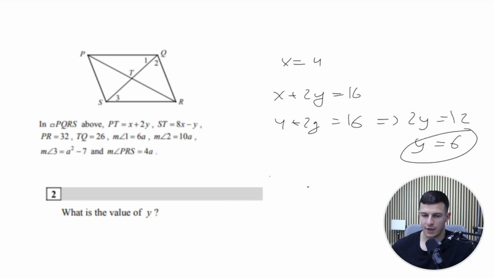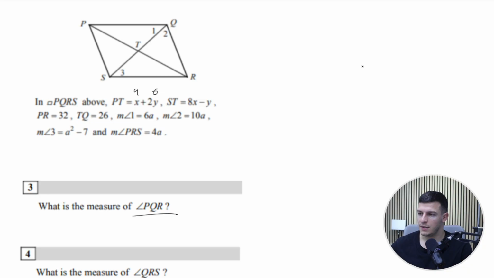So far we know x and y. What's the measure of PQR? PQR, where is PQR? PQR is 1 and 2. So we're looking for angle 1 plus angle 2. We don't know anything else, but we also have some information about what angles 1, 2, and 3 are equal to. So remember that parallel line conversation we had.